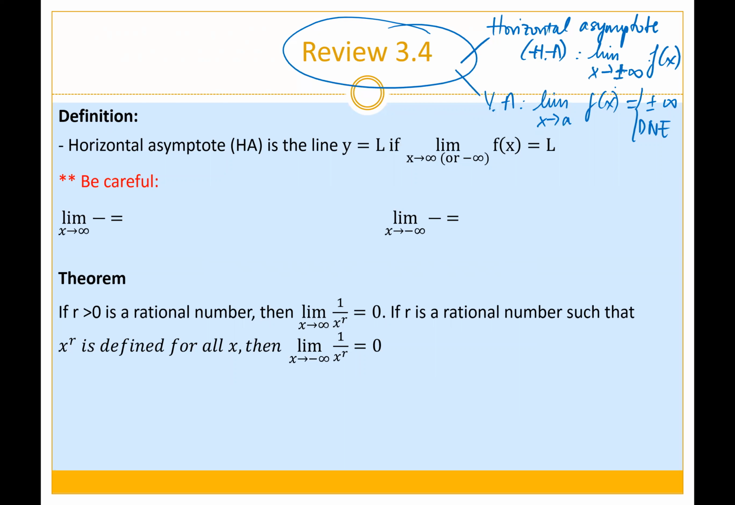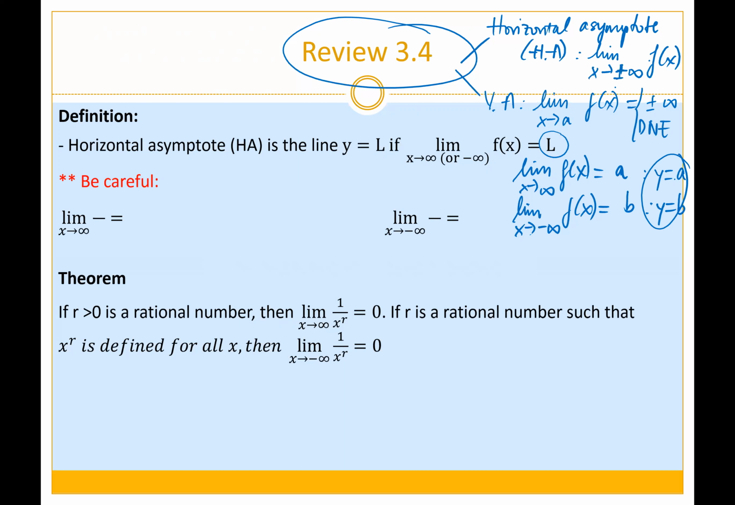So if you find the limit of x approaching infinity or negative infinity of f(x), and you get that equal to a value L, note the fact that they don't have to be the same. Say the limit of x approaching infinity of f(x) is A, and the limit of x approaching negative infinity of f(x) is B. Then y equals A and y equals B, both lines are going to be horizontal asymptotes. So you can have more than one horizontal asymptote. That's the definition of horizontal asymptote.